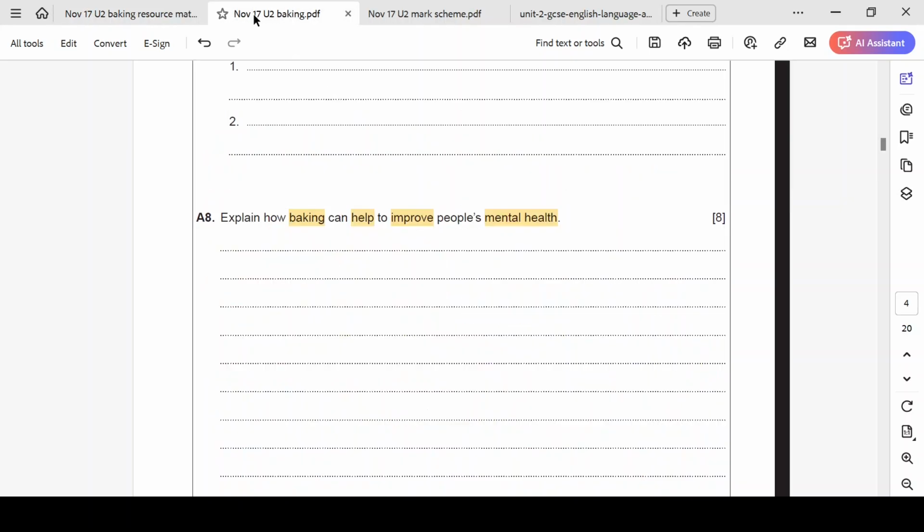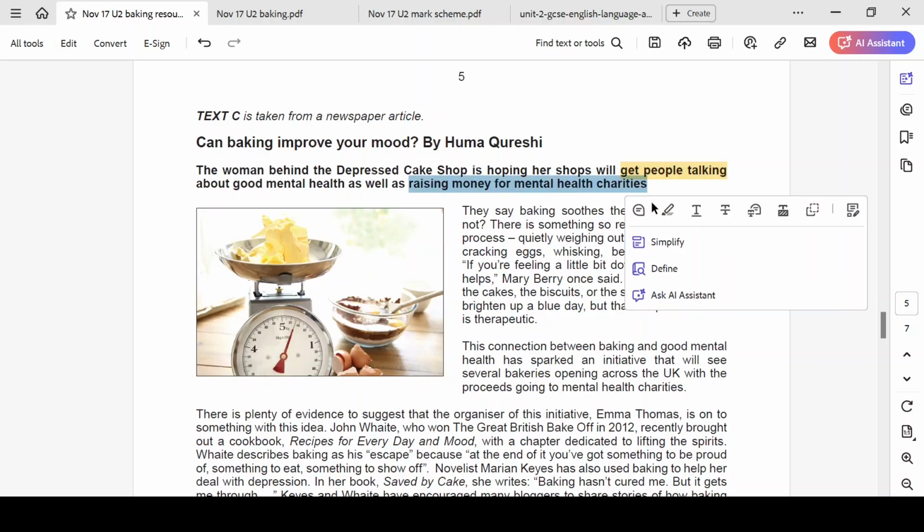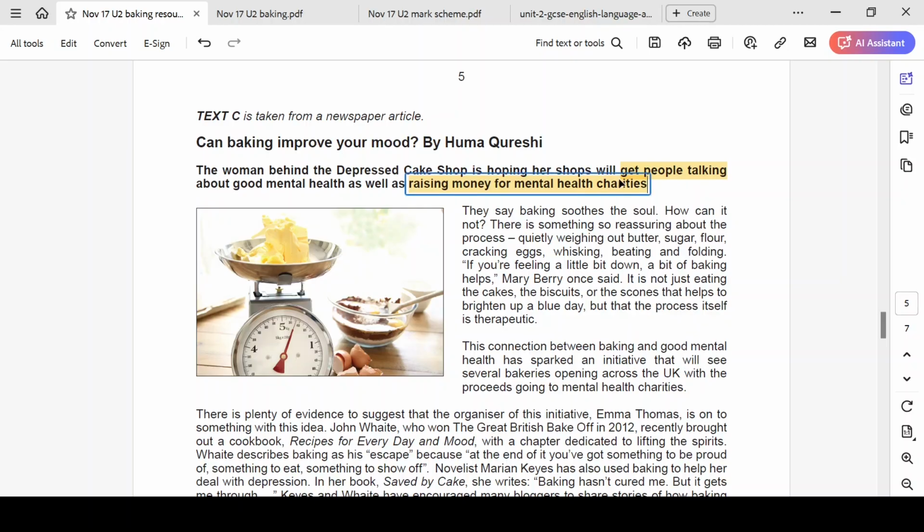So how can it improve mental health? Well, she's baking in her cake shop, and she's hoping that those shops will help to improve people's discussion about mental health and also raise money for mental health charities. So that's kind of relevant, isn't it? Get people talking and raising money. So baking could be improving people's mental health by getting people talking about it and raising money for it. Just do a little bit more.